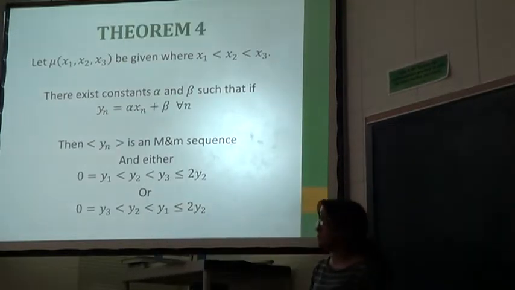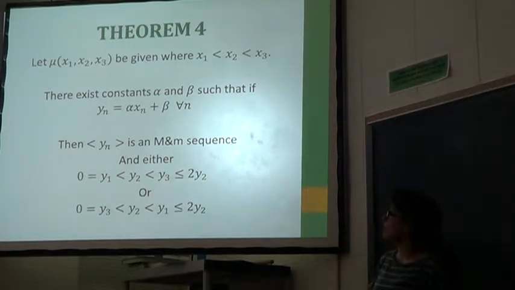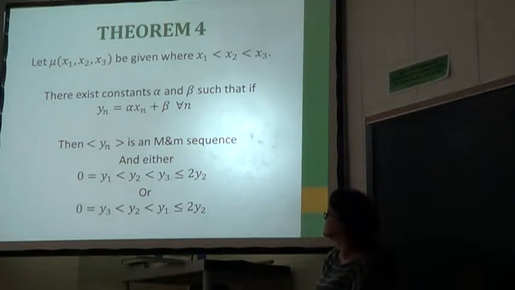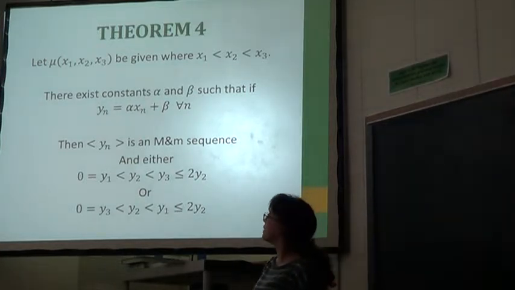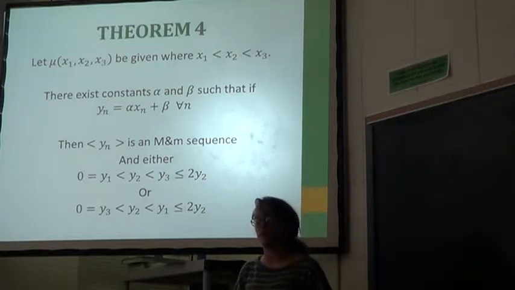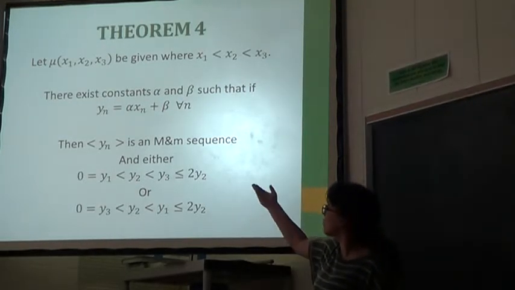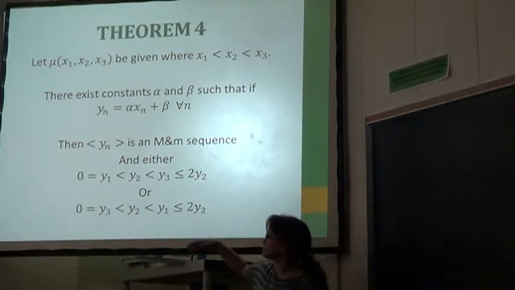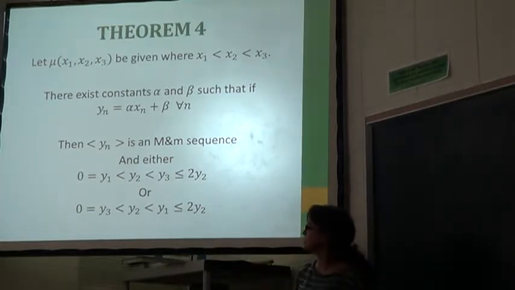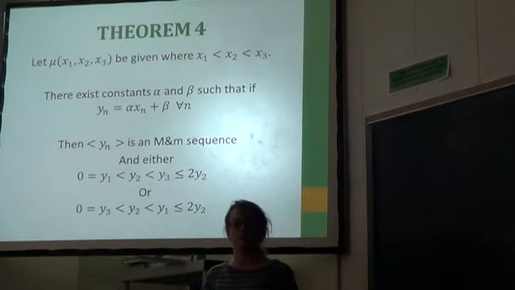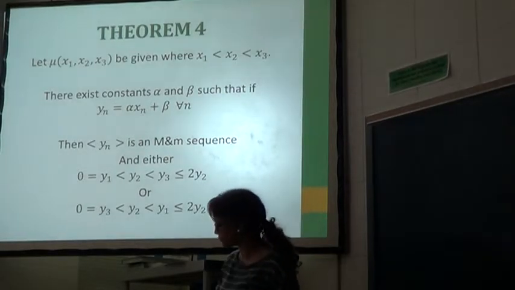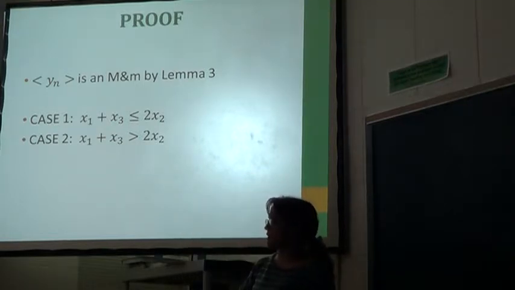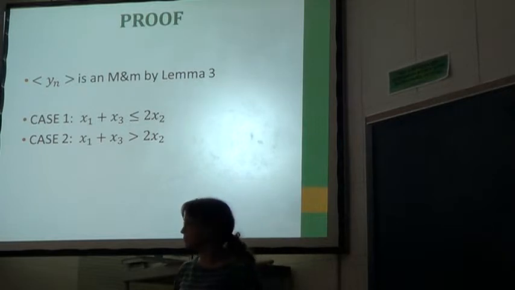Using that information, it brings us to theorem 4. We're going to let mu of x sub 1, x sub 2, x sub 3 be given where they're in ascending order. There exist constants alpha and beta such that y sub n equals alpha x sub n plus beta, and either this or this is true. These statements: the first term is going to be 0, and the third term is going to be less than or equal to 2 times the second term, or the other way around. Proof: we already know that y sub n is an M&M sequence by lemma 3.